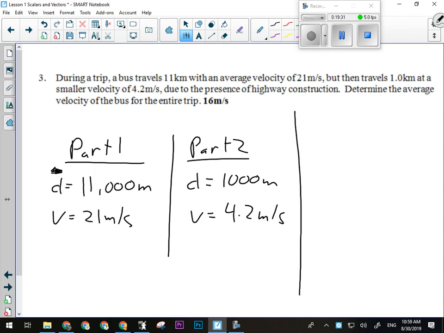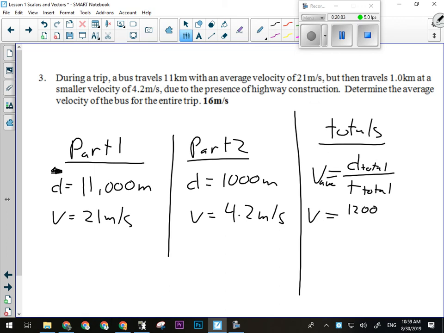If I'm going to calculate the average velocity, or sorry, average speed, okay? Average speed is total displacement over total time. Or sorry, total distance over total time. All right, can I calculate my total distance right now? Yeah, it's how much? 12,000 meters. I went 11,000, then I went 1,000, so 12,000 meters. So we're going to have 12,000 meters, no direction because it's scalar, divided by the total time.